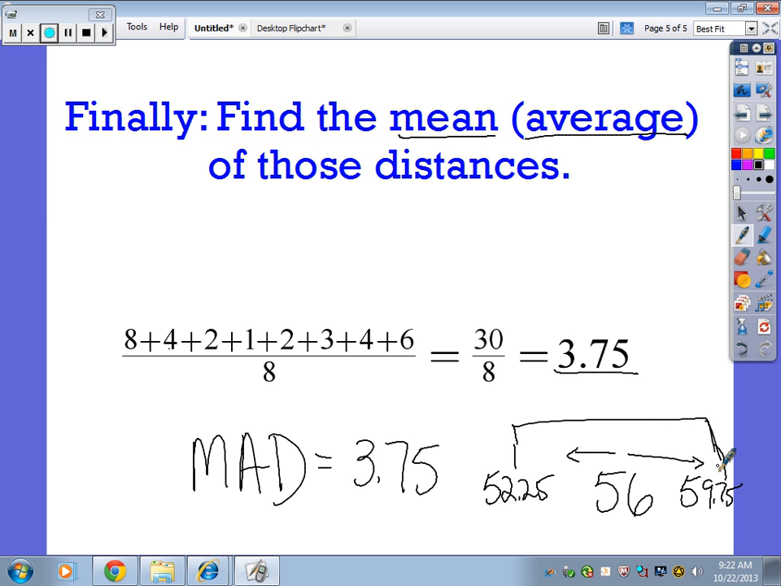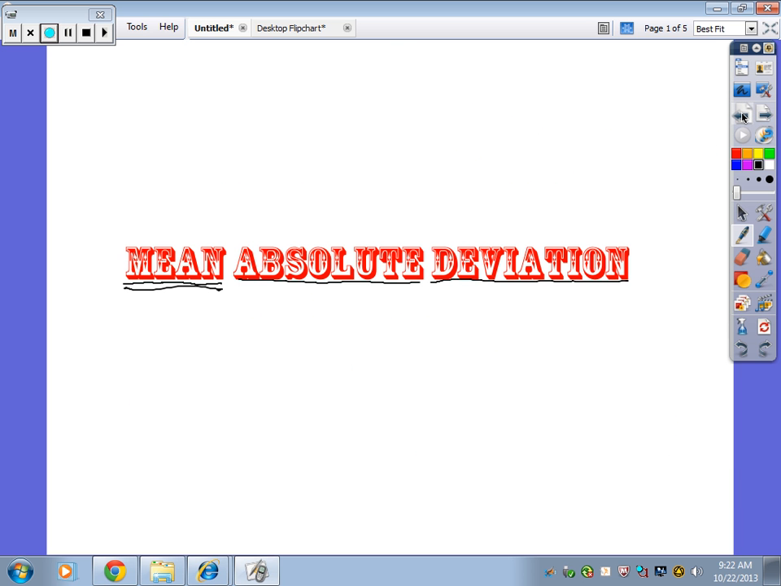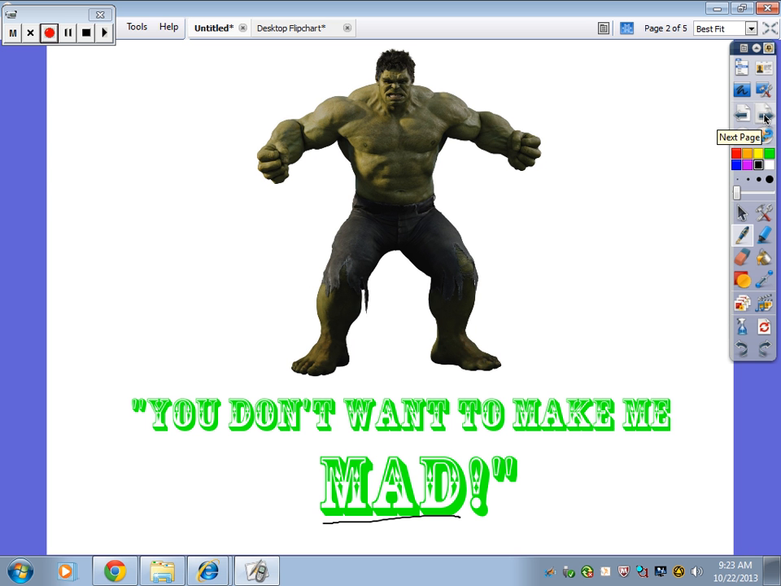So we talked about the mean of the numbers, the absolute value or distance away from the mean, and we talked about the variance or deviation, the difference between those numbers and the mean. Okay, so we used all three of those words, and you don't want to make me mad. So remember that when you are calculating mean absolute deviation.